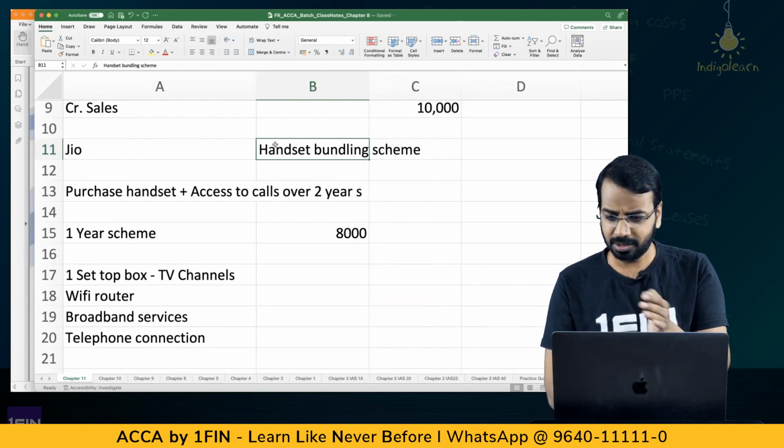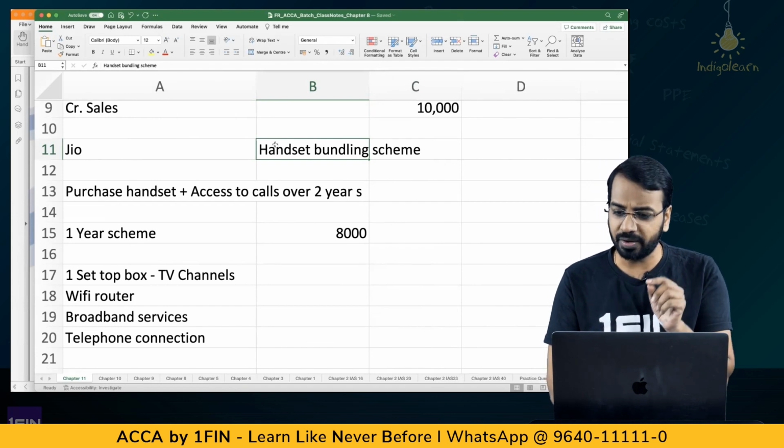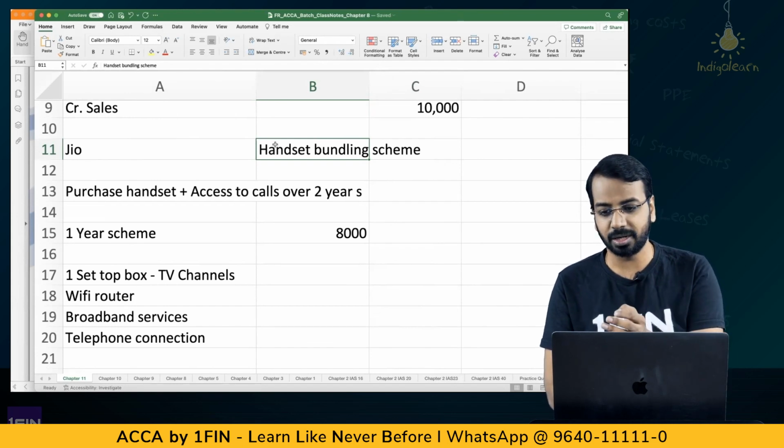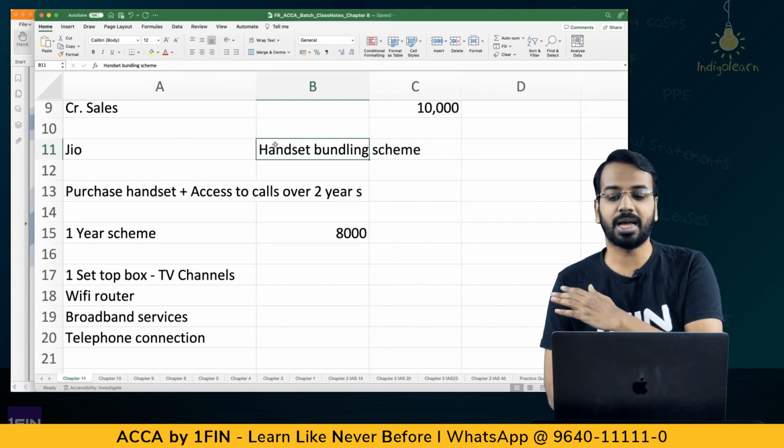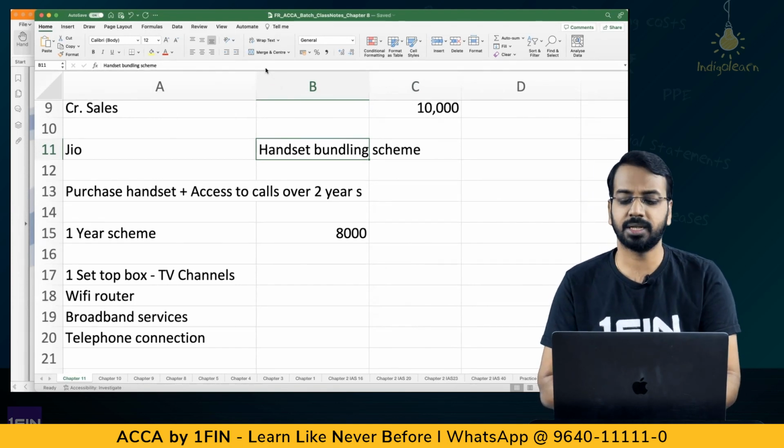I hope so far it is very clear because I've just given you examples. If you have any questions, you can ask me, or we'll continue with the guidance given under IFRS 15, right? Because these are just examples.